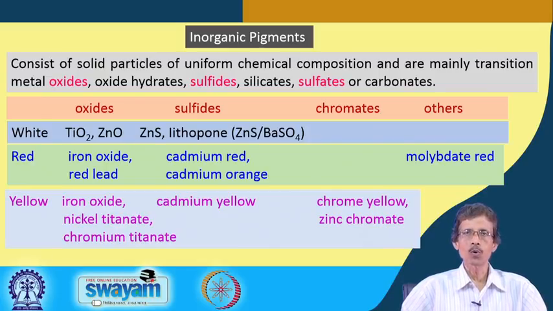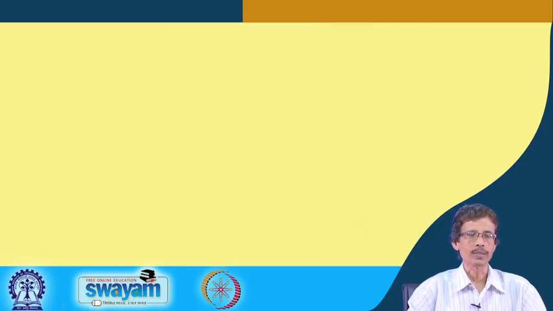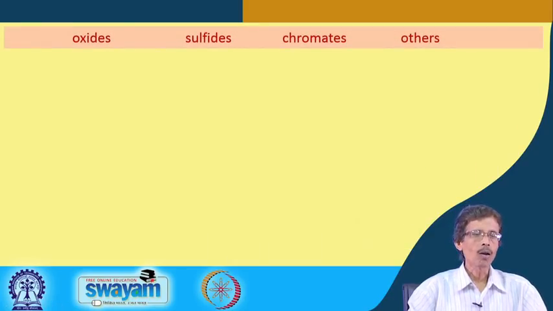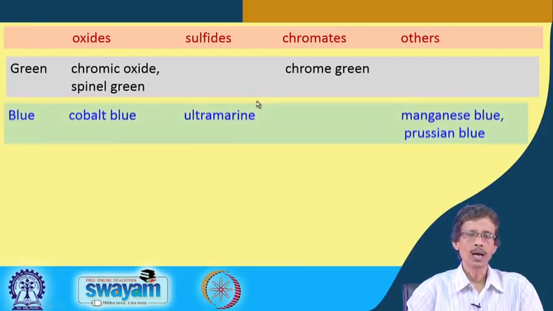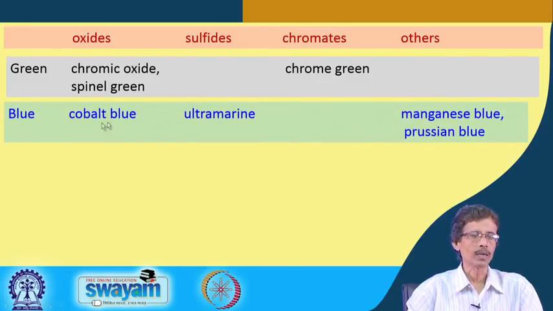But if we go for the corresponding little bit darker color from the yellow, that is your orange variety, we can go for some other compound starting from your chromate or the dichromate. Then we also get the green color. One is your chromic oxide, and that chromic oxide and the spinel type of oxide is also green, and the chrome green is also a chromium containing green inorganic pigment.